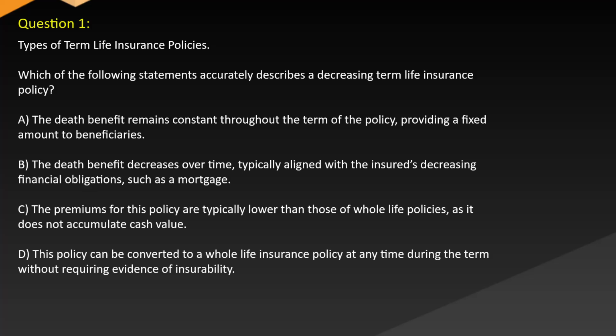Question 1. Types of term life insurance policies. Which of the following statements accurately describes a decreasing term life insurance policy? A. The death benefit remains constant throughout the term of the policy, providing a fixed amount to beneficiaries. B. The death benefit decreases over time, typically aligned with the insured's decreasing financial obligations, such as a mortgage.